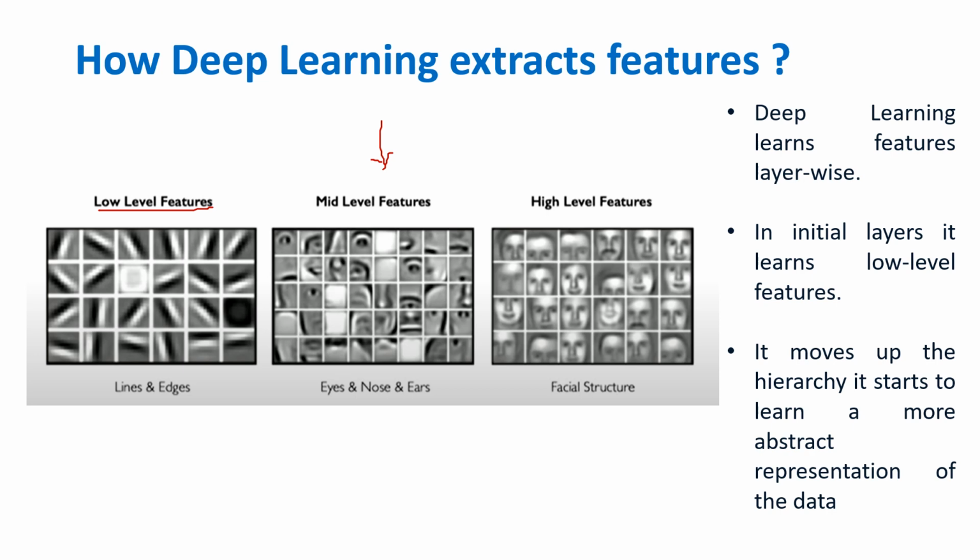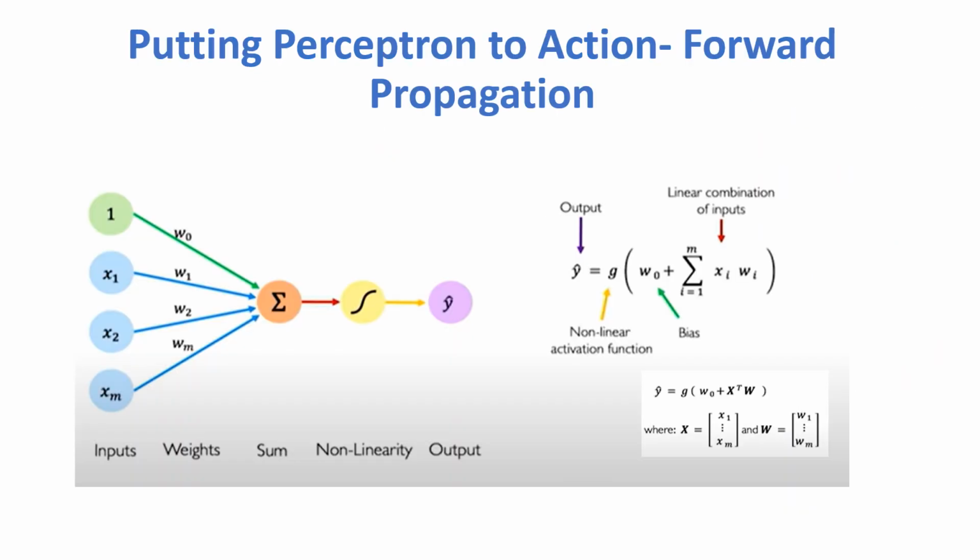When you are processing text, you may start with the words and their meanings, embeddings, and then you try to understand the sentence level and the paragraph level features. That's how deep learning algorithms understand or extract the features. Okay, so now if you're comfortable with the term deep learning, we'll understand how it actually works.